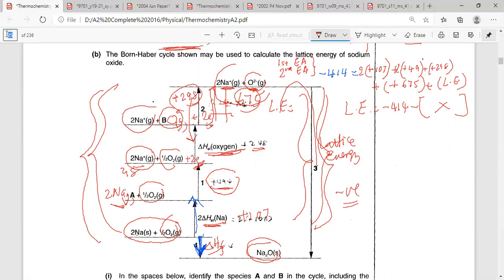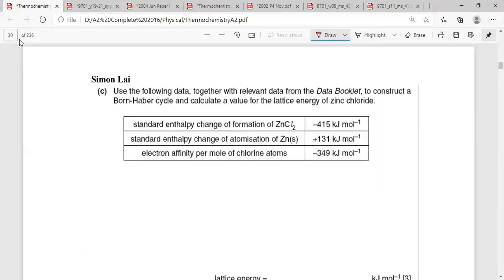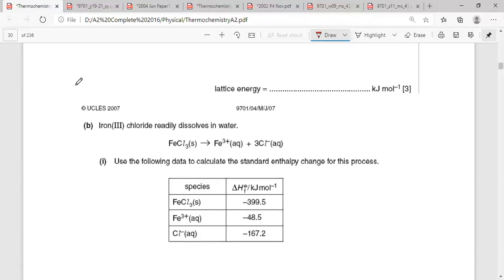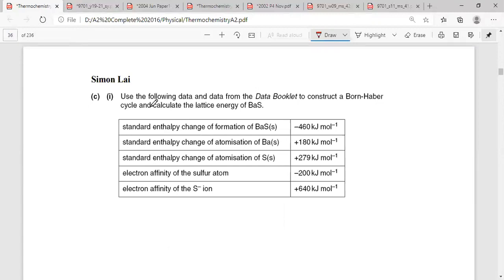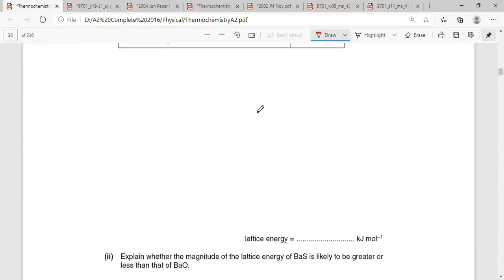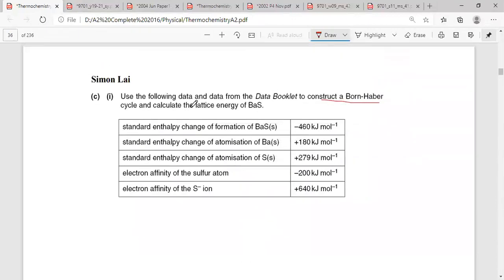One, of course, is your barium sulfide, page 30. Okay, let's go to page 30. We need to have time management. Sorry, it's page 36. Use the following data and the data from the data booklet to construct a Born-Haber cycle and calculate the lattice energy. Here, the Born-Haber cycle basically refers to an ionic compound.